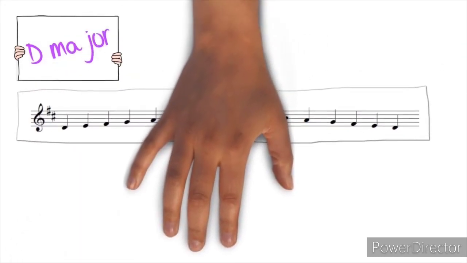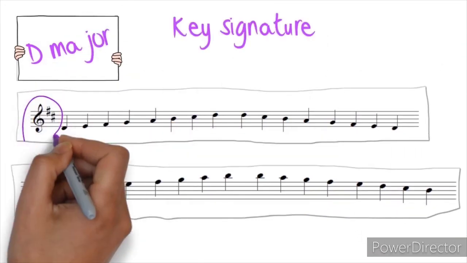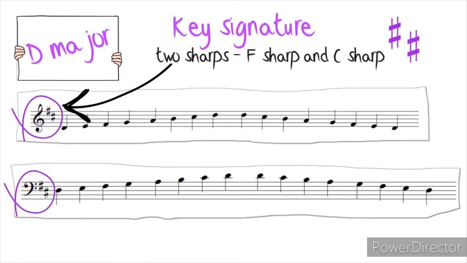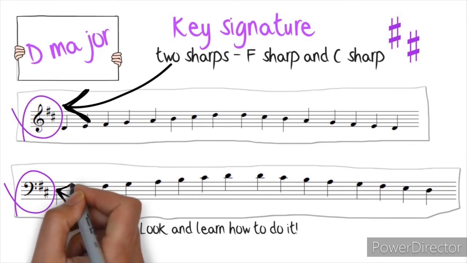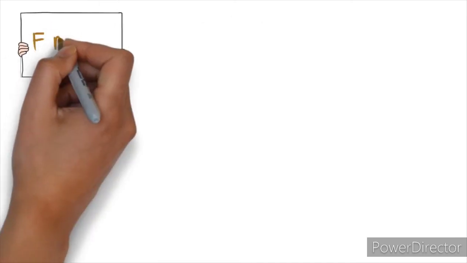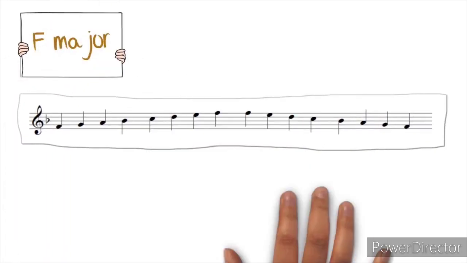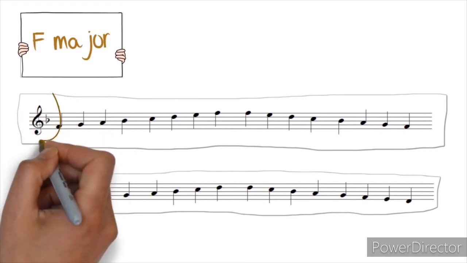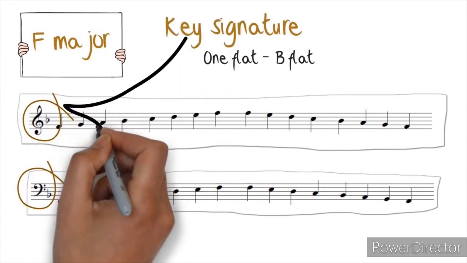Let's look at D major. D major has 2 sharps, F sharp and C sharp. Now, the order and position of the sharps or flats in key signatures is fixed. You just have to learn where they go and how to write them correctly. And so finally, here is F major. As we've seen previously, the key signature of F major is just 1 flat, B flat.